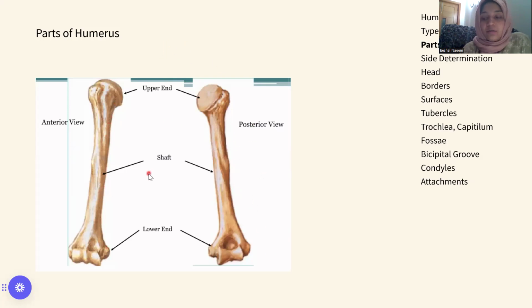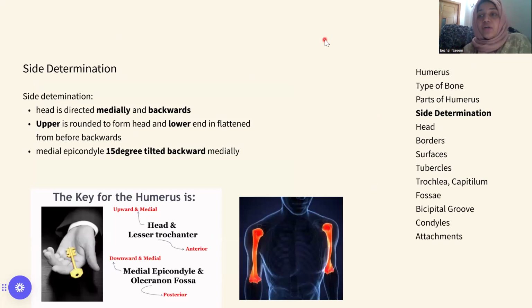All right, moving on. Now, whenever we talk about a bone, I told you that we will always see which side of the body it belongs to, to determine whether the humerus belongs to the right side or the left side of the body. To be able to do that with confidence, follow these pointers that I'm about to tell you. So the head of the humerus is directed medially and backwards. The upper end is rounded to form the head, and the lower end is flattened from before backwards. Whenever we say something is flattened from before backwards, if you feel it like this, the lower end will be flattened, and the upper end is cylindrical and round.